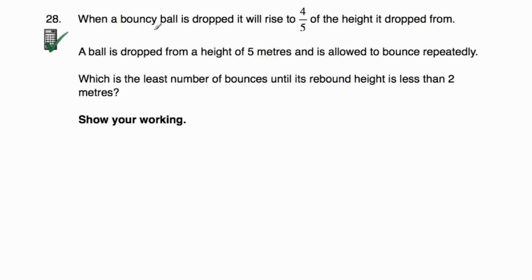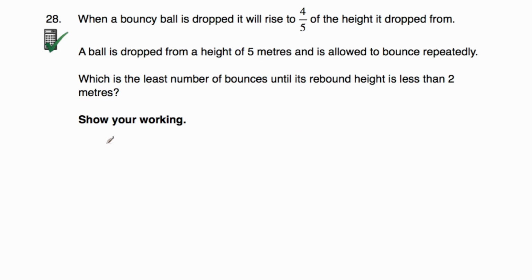So question number 28 says, when a bouncy ball is dropped, it will rise to 4/5 of the height it was dropped from. So for instance, if this is the bouncy ball and it's dropped, it'll bounce and then it'll rise to 4/5 of that height, and then it'll fall and then bounce again and rise to 4/5 of that height, and so on. And the question says, the ball's dropped from a height of 5 meters and is allowed to bounce repeatedly. So it's just going to bounce, bounce, bounce, bounce, and so on. Which is the least number of bounces until the rebound height is less than 2 meters. So in other words, we want to find out how many bounces until it rises to less than 2 meters.